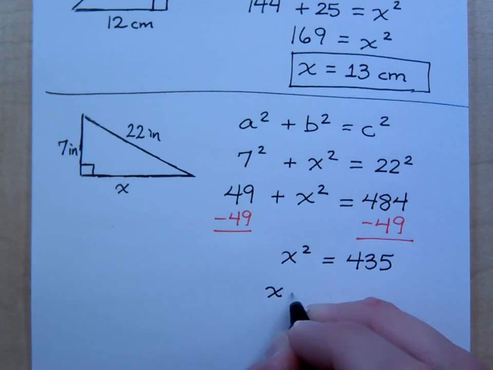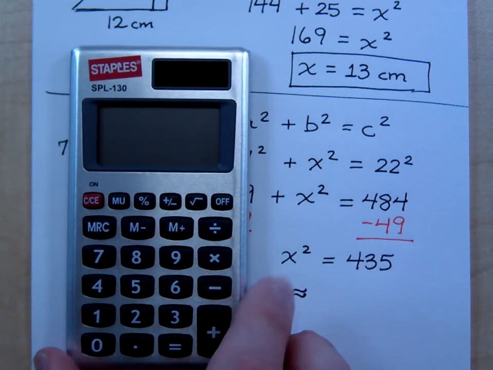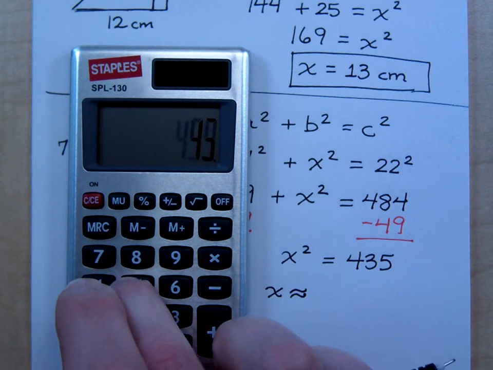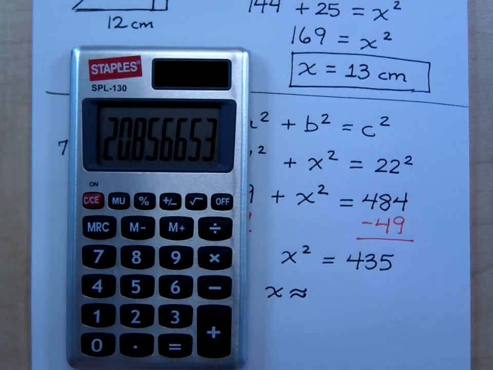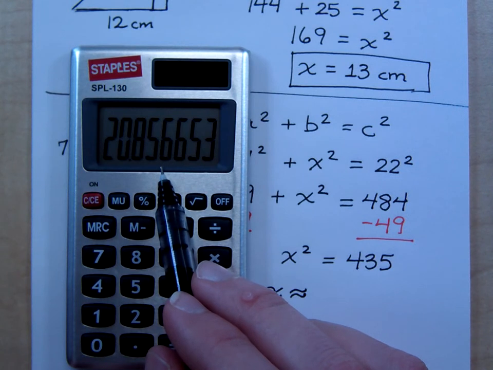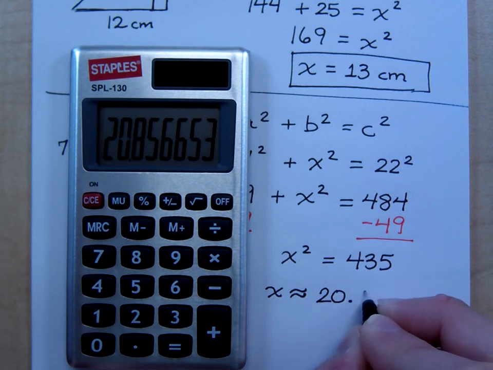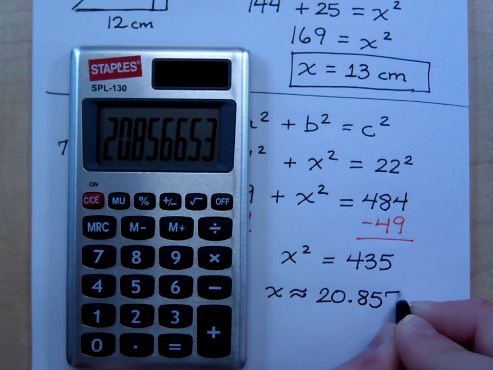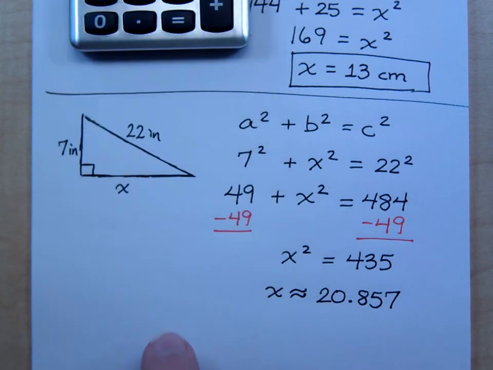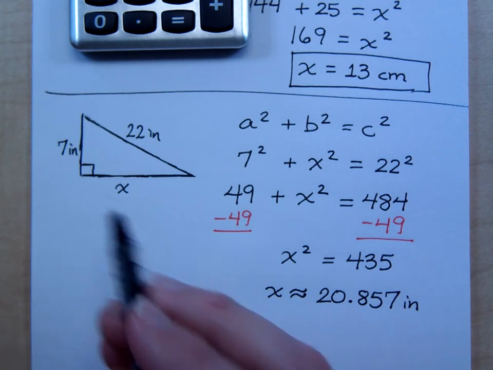So we're going to say that x is approximately equal to, let's see what we have here. So the square root of 435. Let's round to the nearest thousandth. Seems to be cool. So when I round to the nearest thousandth, do I keep it or round up? So I'm going to end up with what? 20.857. What are my units here? Inches. Whoa, no, not square inches. It's a linear measurement. What is the length of this?